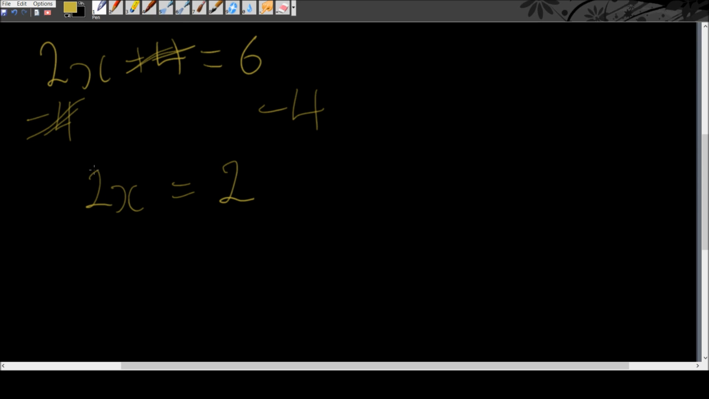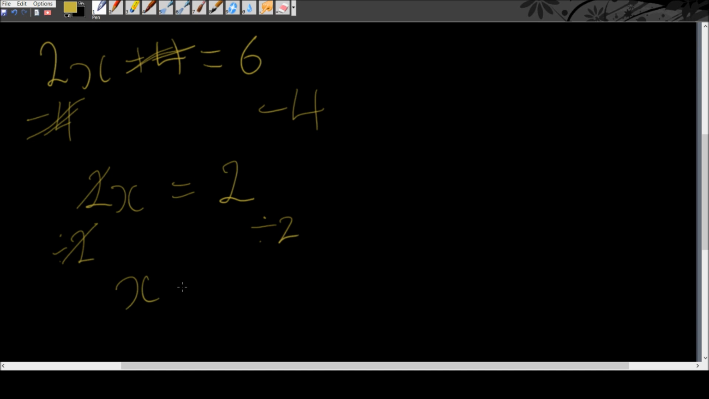We need to get rid of this 2, guys. What is that 2 doing to the x? It's multiplying the x. So the inverse operation of the multiplication is division. So we need to divide both sides by 2, because remember, whatever we do to one side, we need to do to the other side. That's going to get rid of that 2.